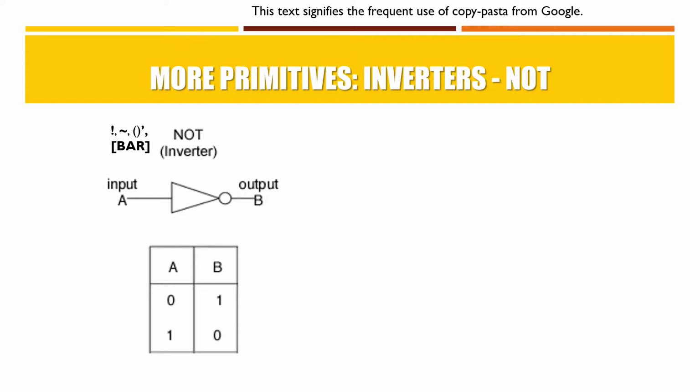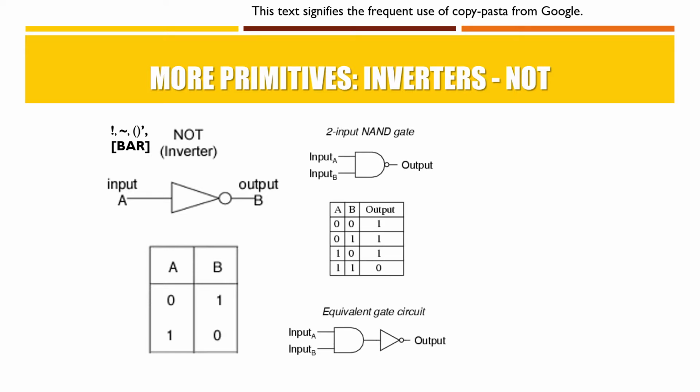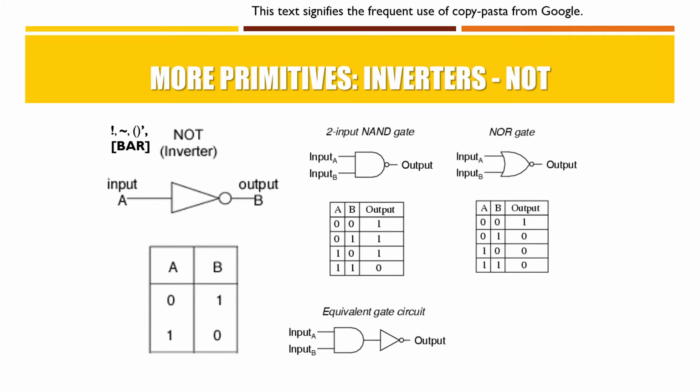An inverter, on the other hand, just does exactly what it sounds like. It changes 0 to a 1 and a 1 to a 0. So just know that a NOT gate for now changes a 1 to a 0 and a 0 to a 1. Now, with that in mind, we can create the NAND gate and the NOR gate by just adding an inverter to an AND gate or an OR gate.